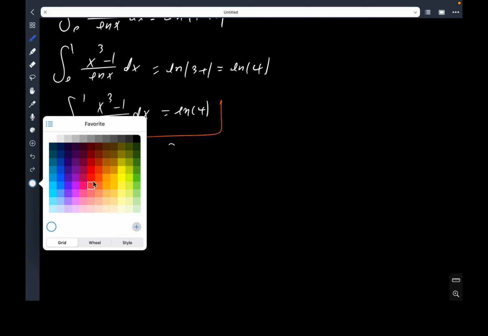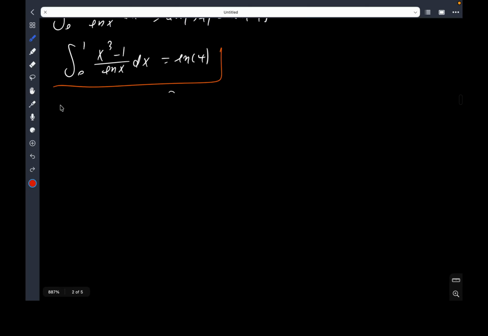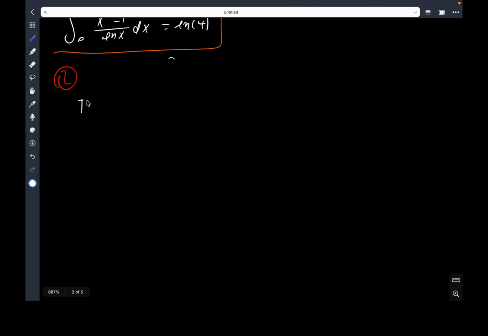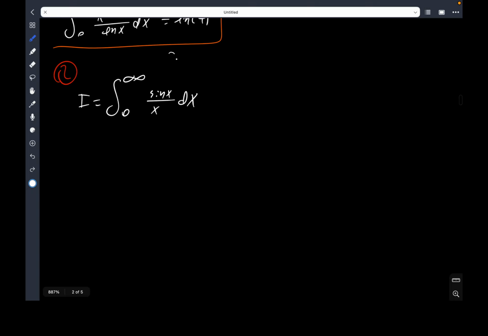Now let's move to the second example. I will solve as many examples as I can, and our second example is a little bit harder: the integral from 0 to infinity of sine x over x dx. So you might think that you could use trig substitution, integration by parts, power rule, or whatever, but this integral actually does not have any closed form that we can use. Thus we need to change the form of this integral a little.